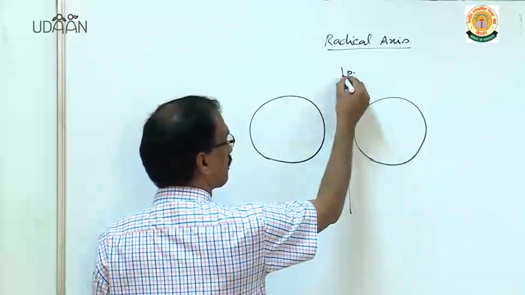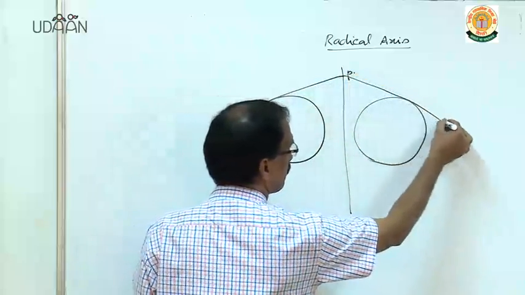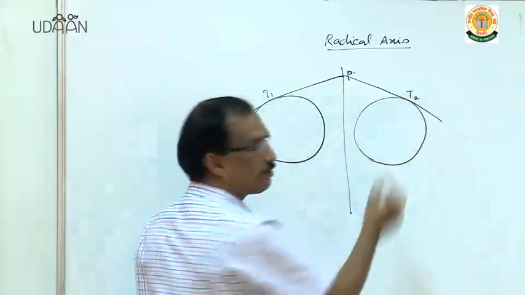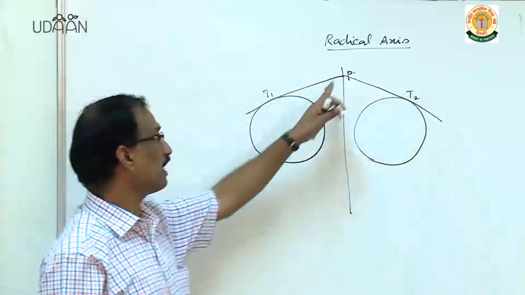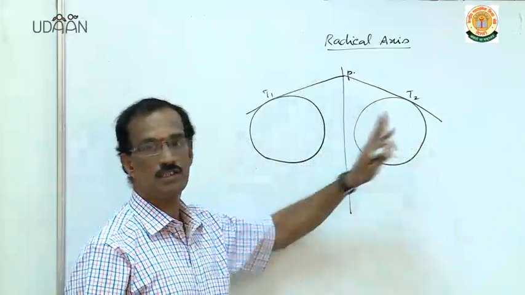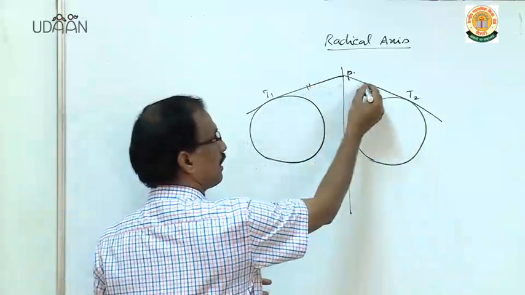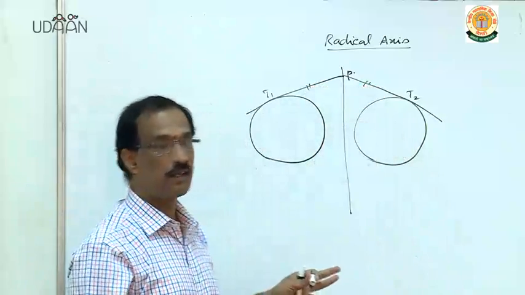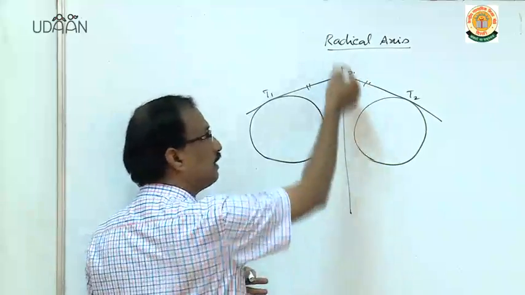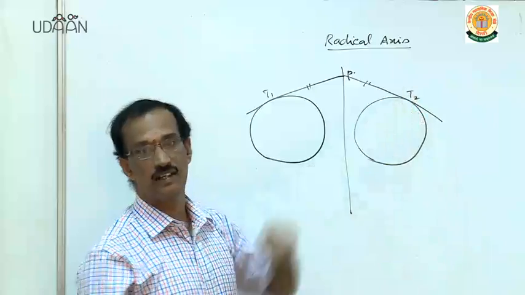From this point, if you draw the tangents, that is PT1 and PT2. So, you take any point outside the circle, you draw tangents to these circles. Then, if you say these two are equal, then the locus of point P, that is a line, is what we say as a radical axis.